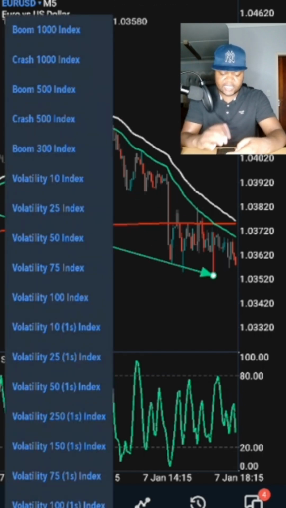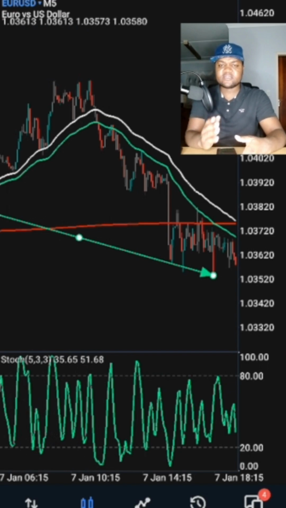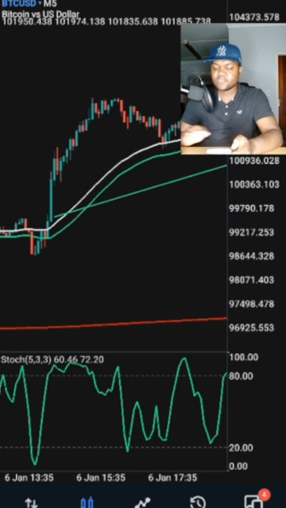So let's quickly look at how we can use this. We can see in gold, this strategy was working perfectly, and we can also see that in EUR/USD, a forex pair, it's also working perfectly. Let's quickly look at how this strategy can be implemented when we are looking at BTC USD. It's a very powerful scalping strategy. So let's look at BTC USD, cryptocurrency. Okay, so in BTC USD cryptocurrency, we're going to see how this strategy can be implemented.